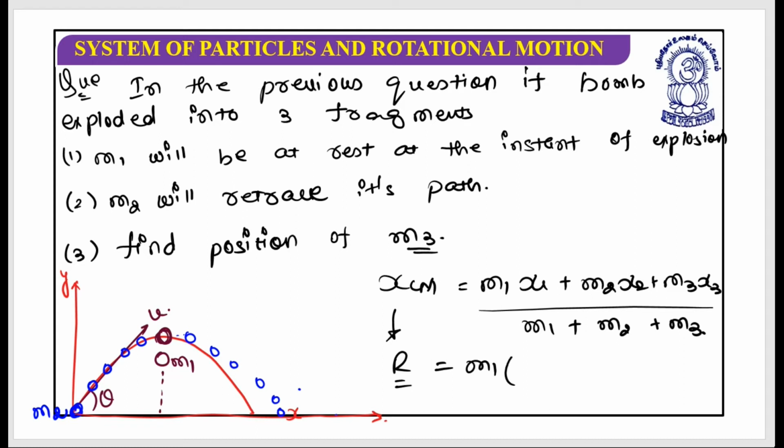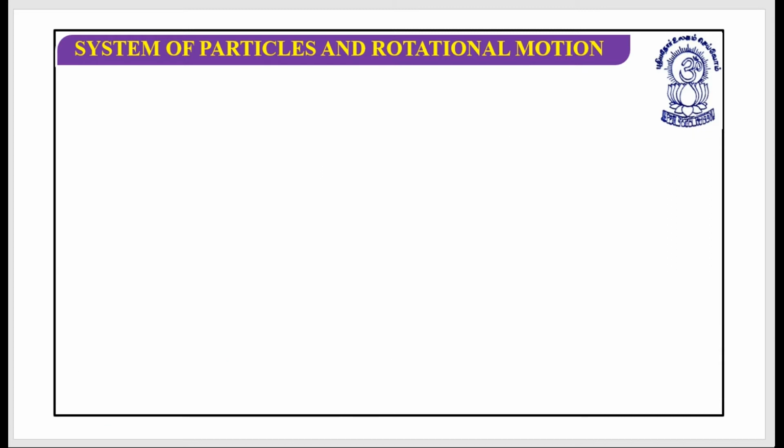M1 into X1, it's R by 2, half of the range, plus M2 into, it has retraced its path, so from the origin, from this location, it would be at 0. Plus M3 X3, that is what I am looking for, and let's suppose the total mass is capital M. I hope this is clear. So let's just try to solve this.